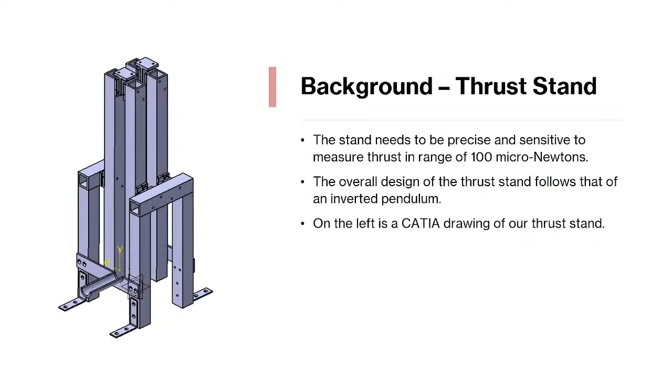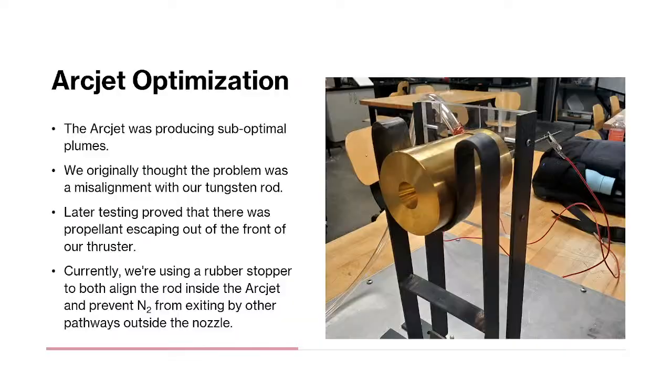We are aiming to get very small amounts of thrust in the range of a couple hundred micronewtons. So our thrust stand needs to be both precise and sensitive. To do that, it was designed following an inverted pendulum. And as you can see on the left, there is a CATIA drawing of the thrust stand.